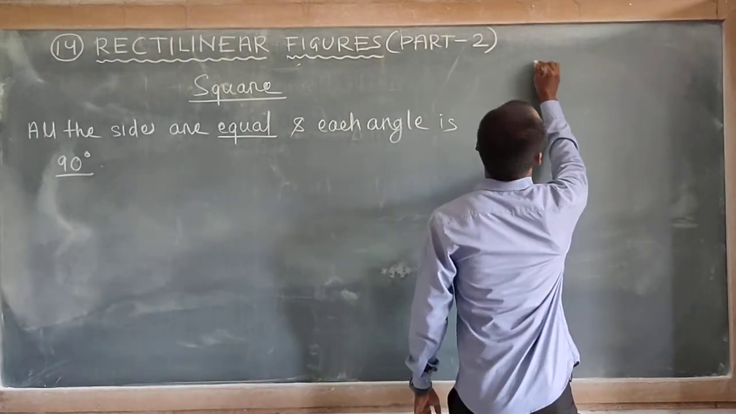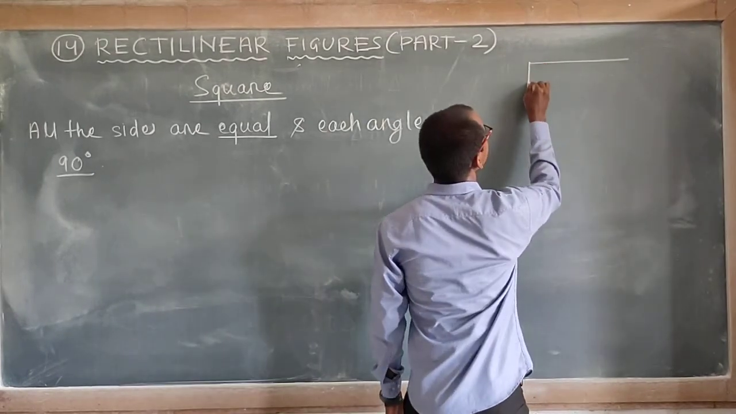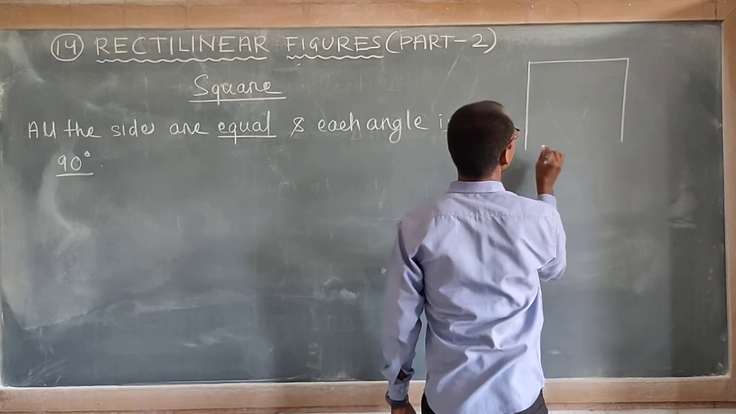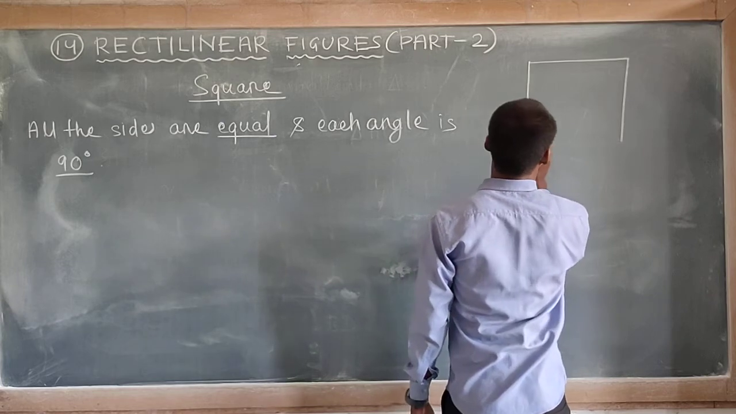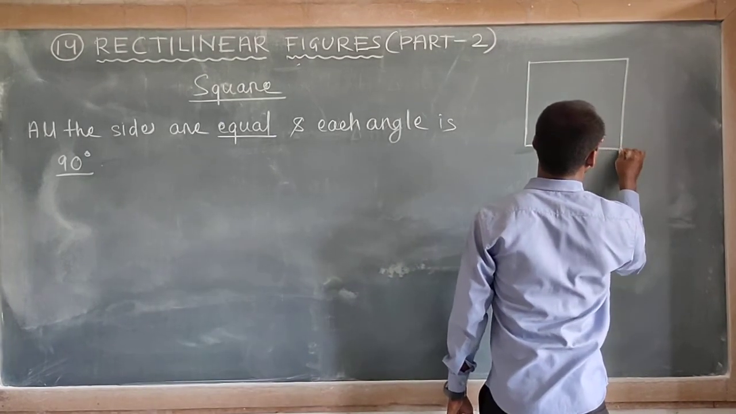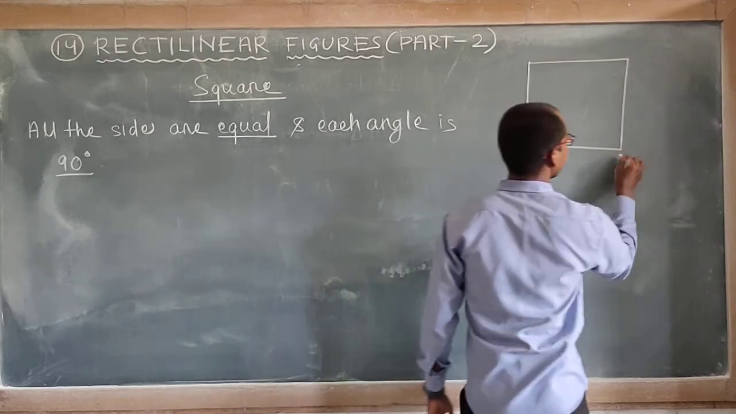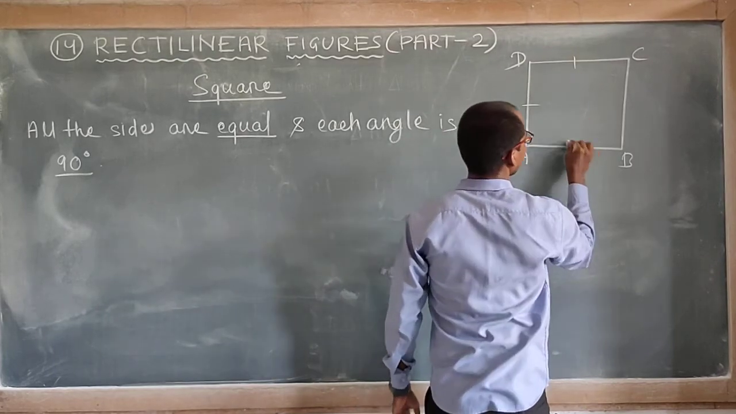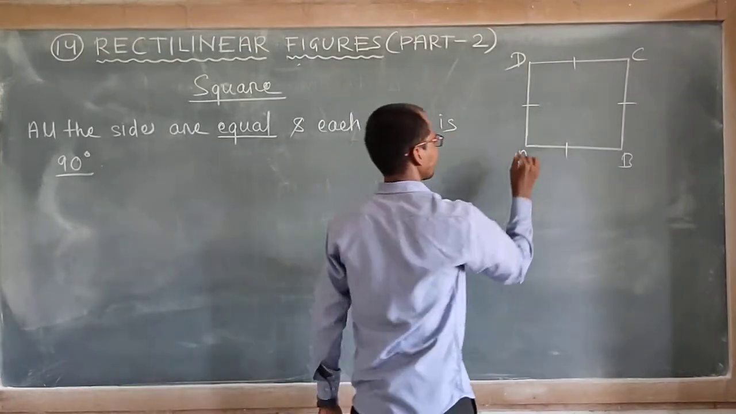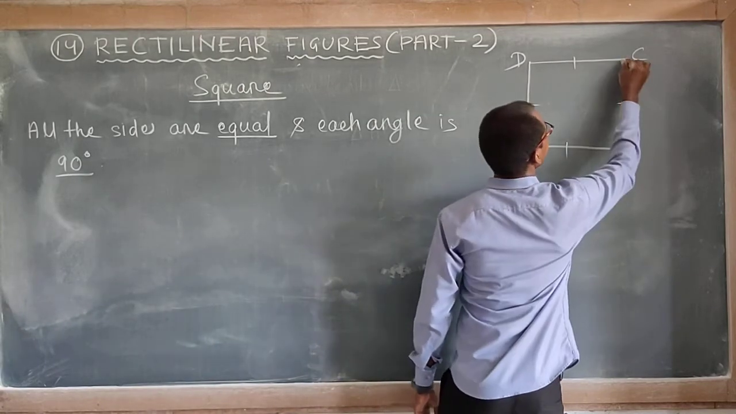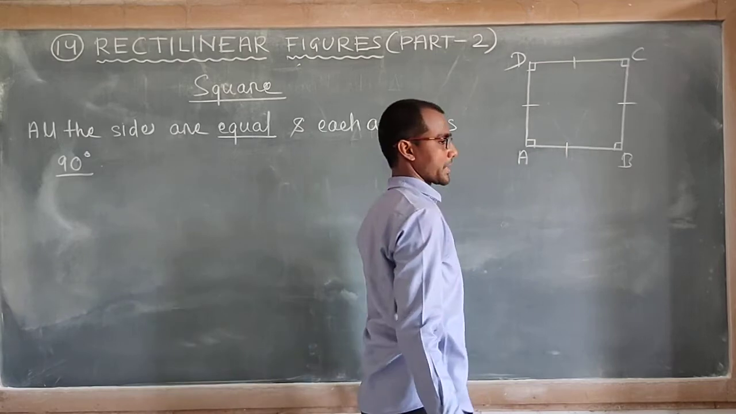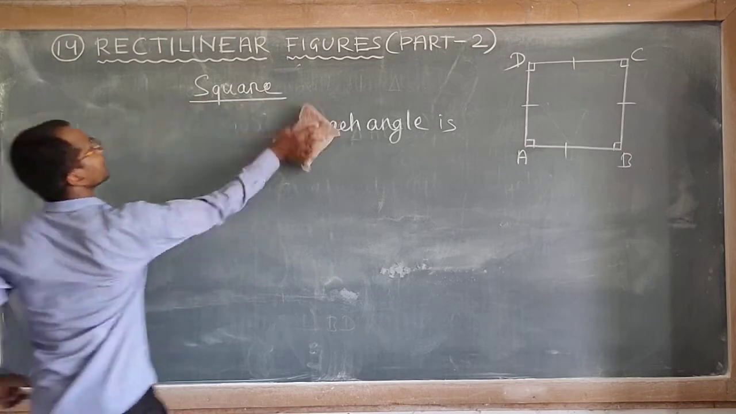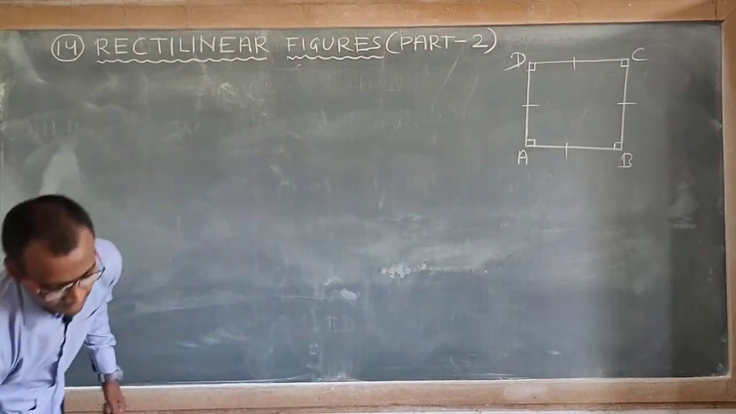So let us draw a square. A, B, C, D. All the sides are equal. Each angle is 90 degree. Okay, so it is a square. This is the definition of a square. Now we will go for its properties.